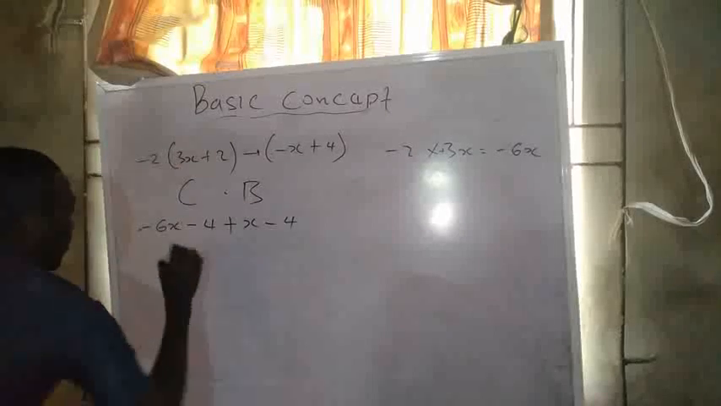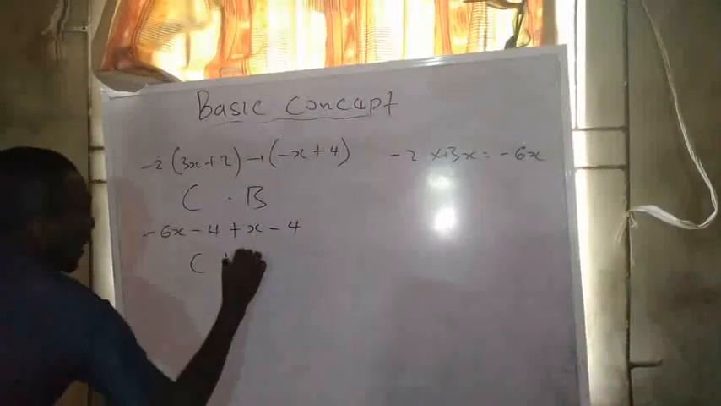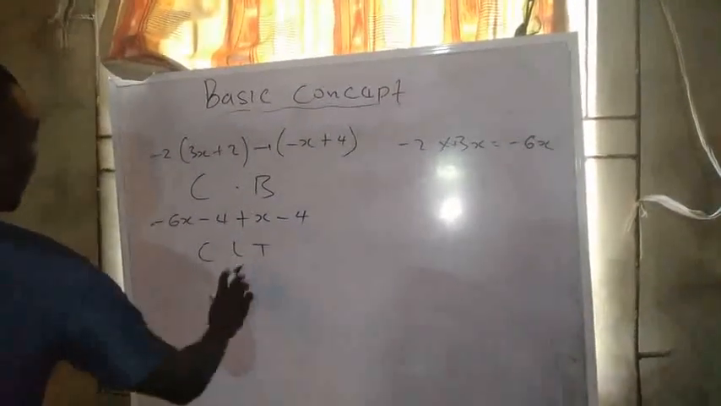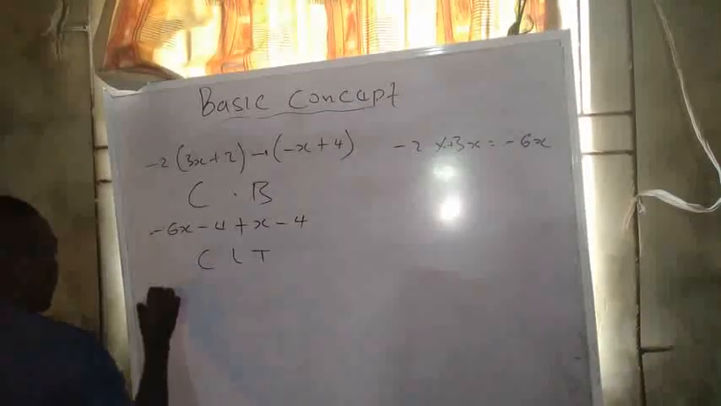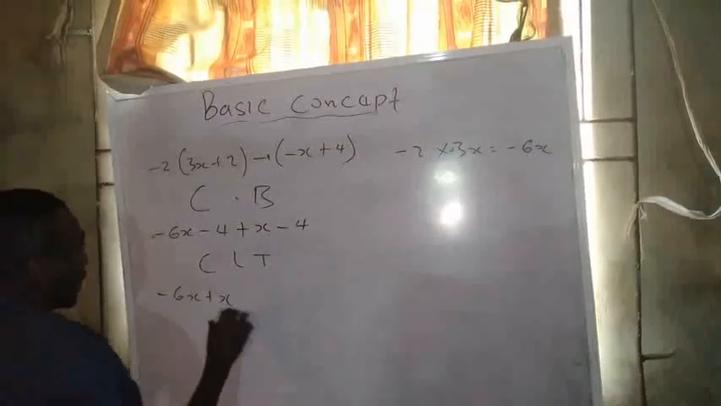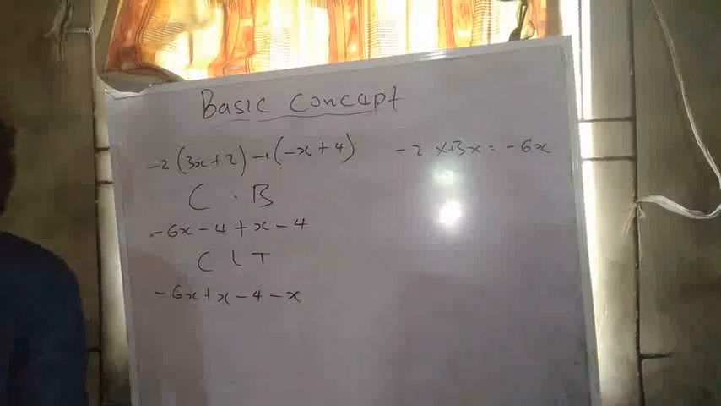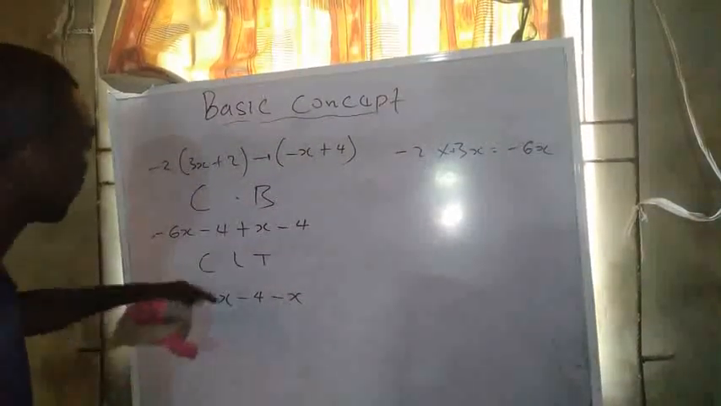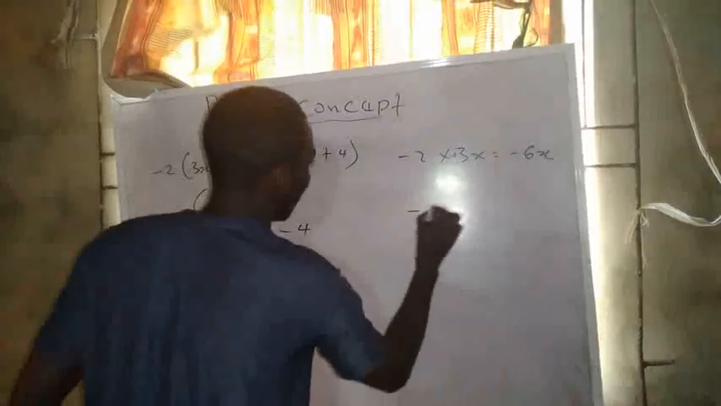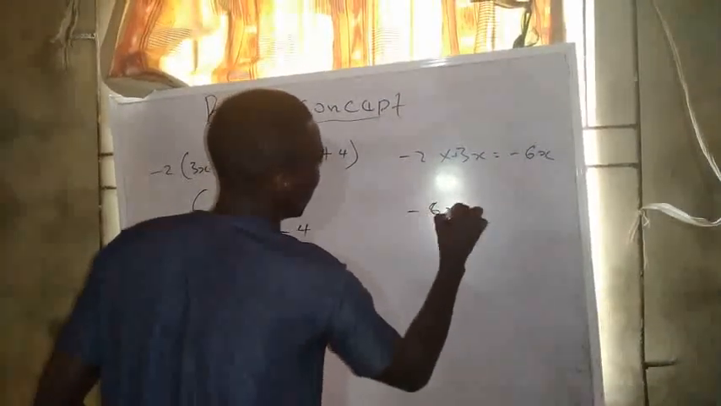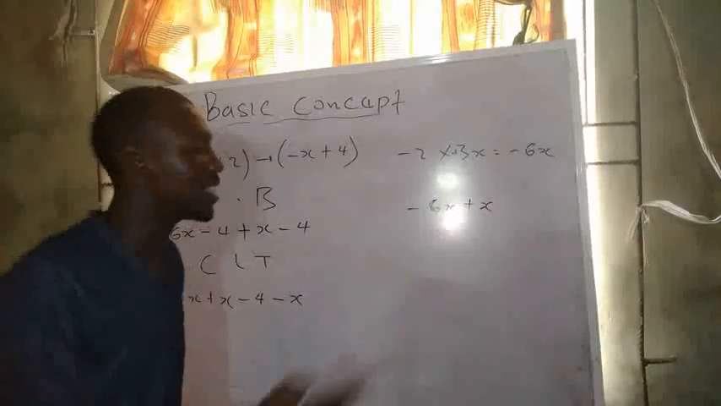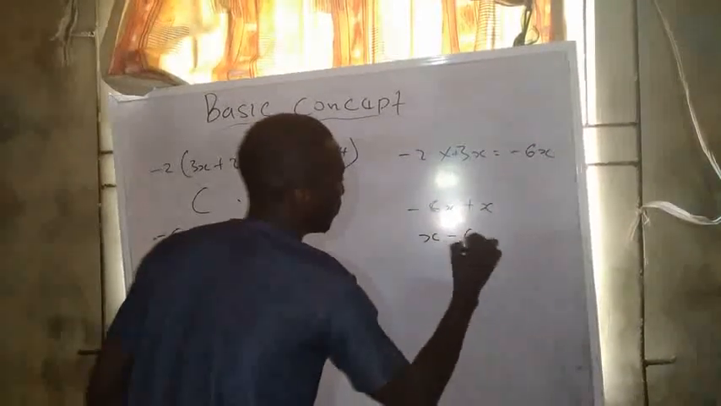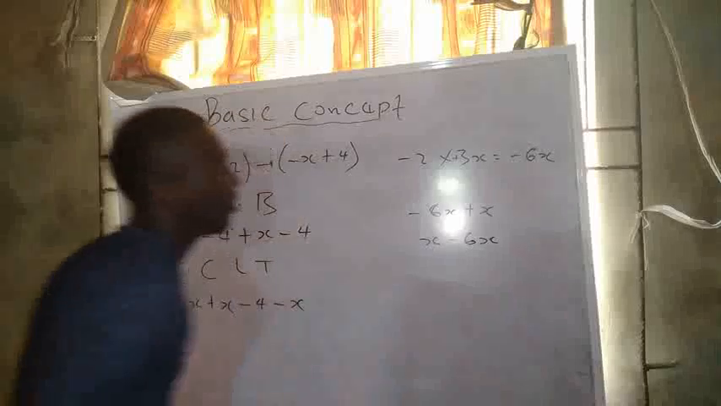The next thing is to do what? To collect the like terms. So you bring minus 6s plus s together, and minus 4 and minus 4 together. Then you'll be left with what? So yeah, we have minus 6s plus s. You write the one that's having the positive sign, which is what? s minus 6s.